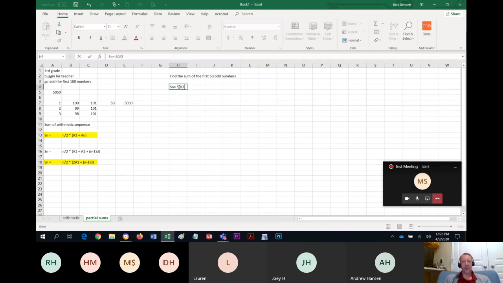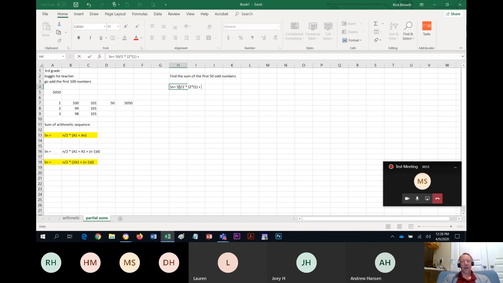Times 2 times, what's your first odd number? You know your first odd number. It's 1. Oh, so it's just from 1 to 50? No, it's not from 1 to 50. It's 1 and 3 and 5 and 7 and 9, etc. Right. So the first number in the sequence is 1. Yes. Okay.